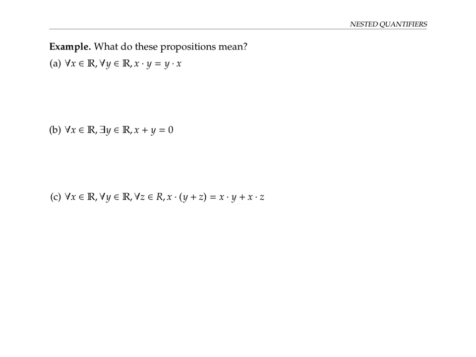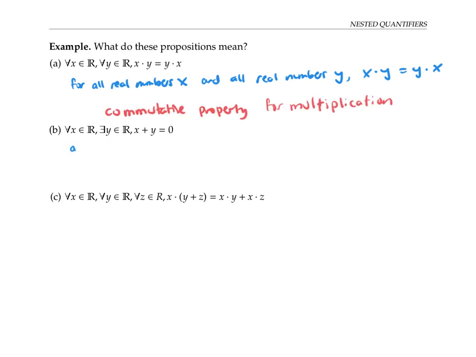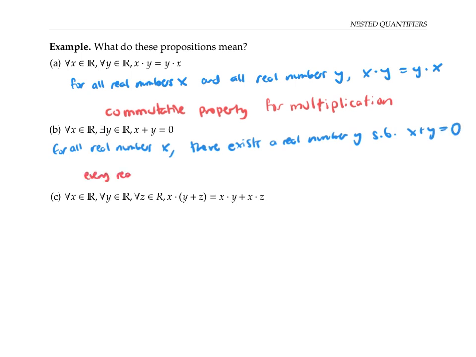The first proposition is saying that for all real numbers x and all real numbers y, x multiplied by y is the same thing as y multiplied by x. This is the commutative property for multiplication. The second proposition says that for all real numbers x, there exists a real number y such that x plus y equals 0. In other words, every real number x has an additive inverse.